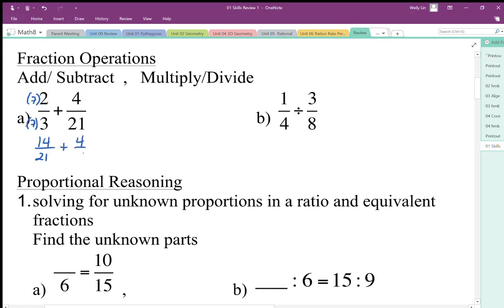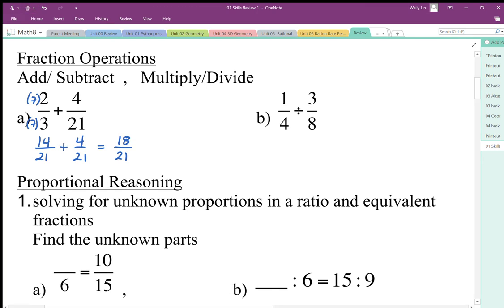I can show the common denominator, and once I have the common denominator, the numerator is the number of pieces, the denominator is the size of pieces. When we add them together, we have 18 pieces, and we do not change the size of the pieces, so the denominator stays the same. We never add the denominators together.